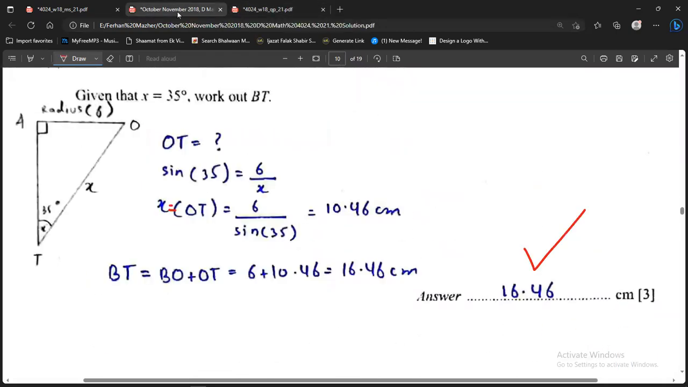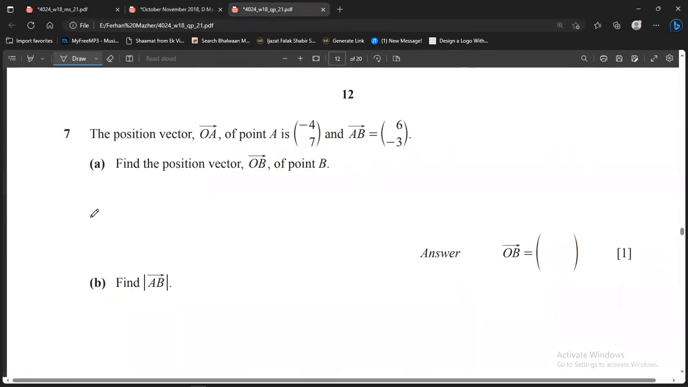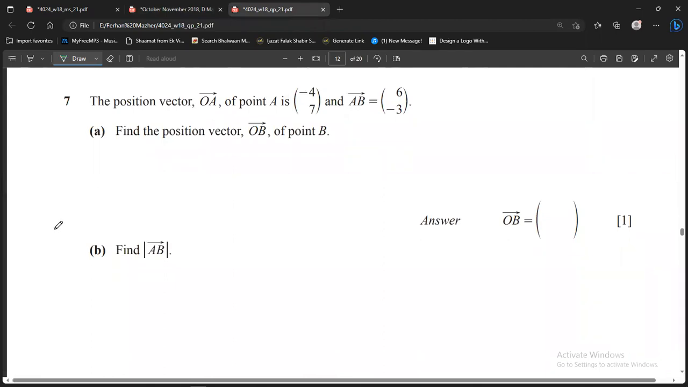Okay, so we are going to the next question, and that is question number 7. It says the position vector OA of the point A is -4, 7, and the AB is 6, -3. Find the position vector of the OB.